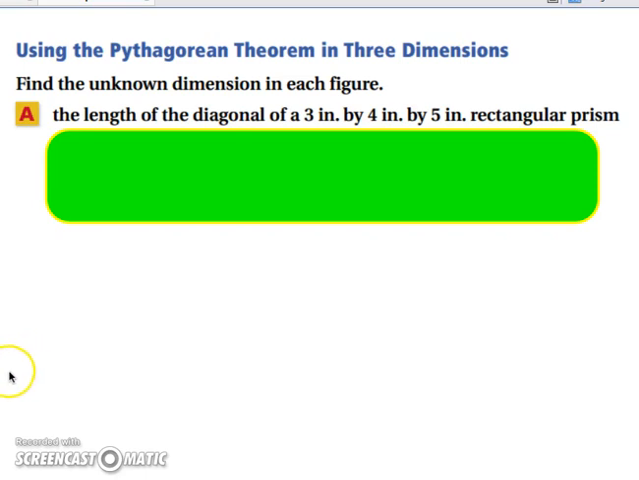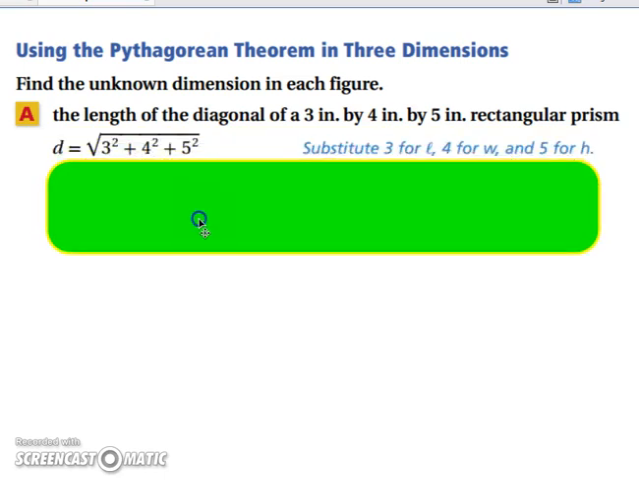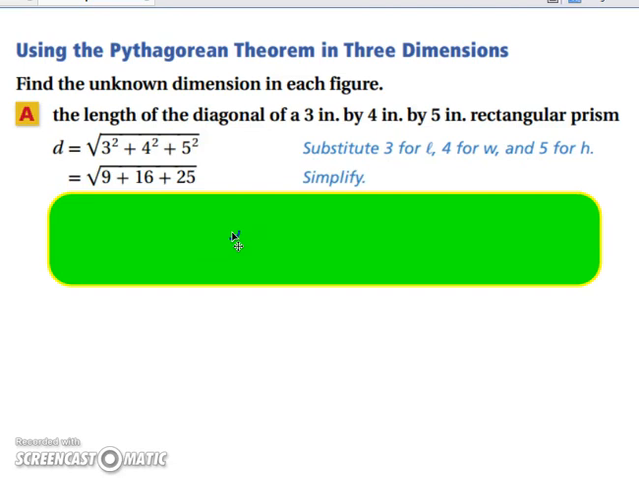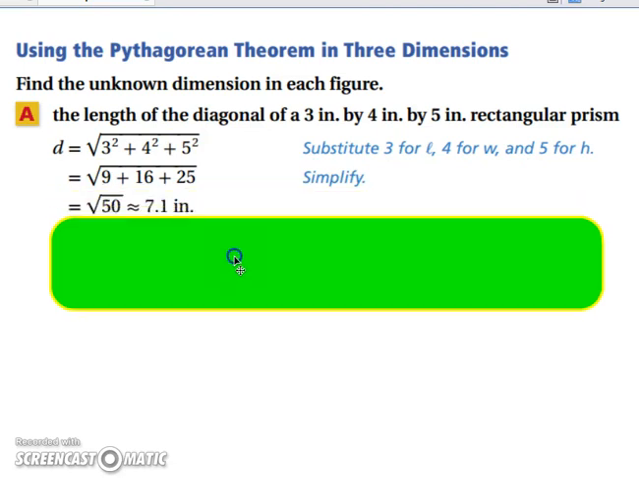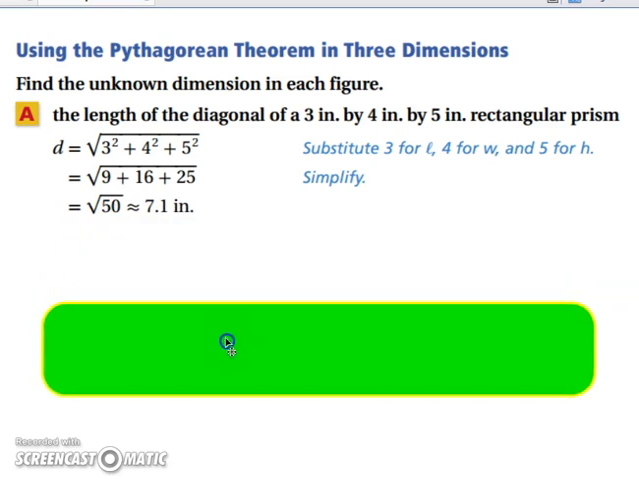Find the unknown dimension in each figure. The length of the diagonal of a 3-inch by 4-inch by 5-inch rectangular prism. Well, the formula said D equals the square root of L squared plus W squared plus H squared. So let's just fill in that information. So, L squared, W squared, H squared. And now we simplify. So 9, 16, and 25. Add those together. You're going to get the square root of 50, which is about 7.1 inches. So the length of the diagonal is about 7 1/10 inches.